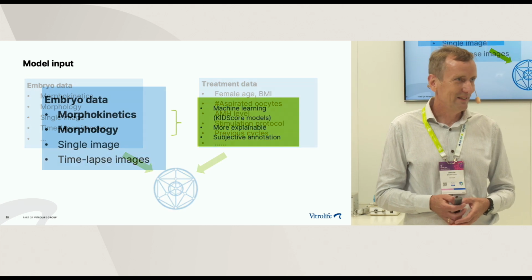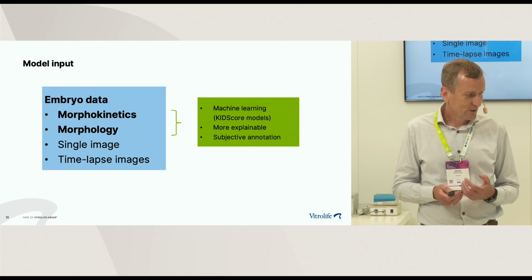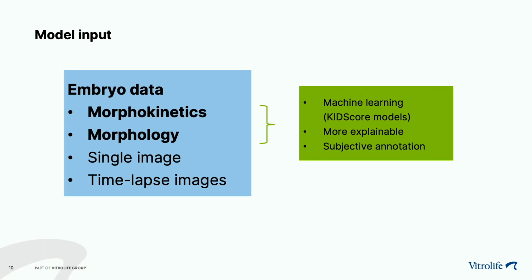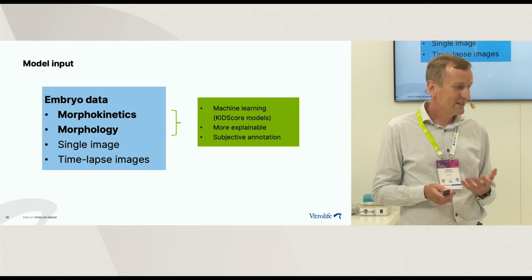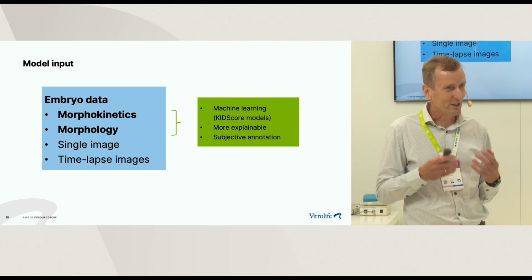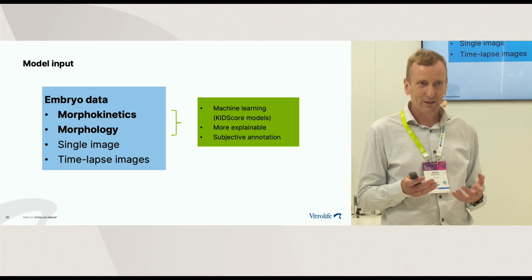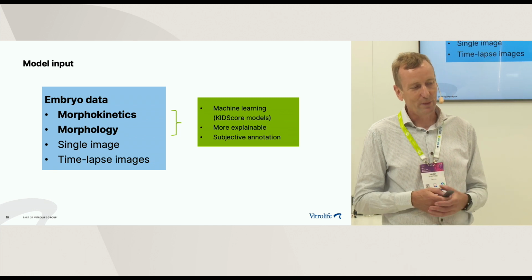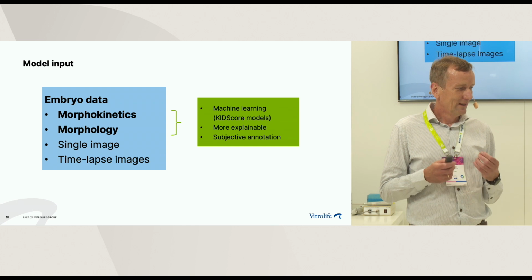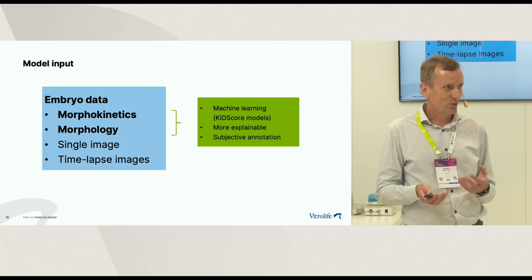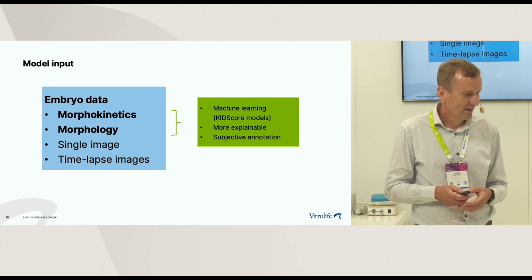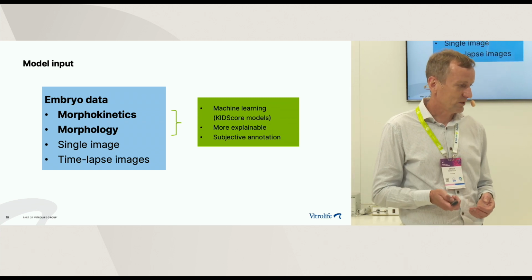But let's take a look at the embryo data. So let's start out with morphokinetics and morphology. I think this is what we were using like 5 years ago. Then we were focusing on morphokinetics. There have been a lot of models made. Vitrolife made the KIDScore models based on machine learning and based on the morphokinetics and morphology. And these have, of course, some nice features. They are more explainable. It's easy to understand why the model gives a score and what the score is actually based on. However, especially if you do your annotations in the clinic, then you have subjectivity due to the different people who are doing the annotations. So it has advantages, it also has certain disadvantages.